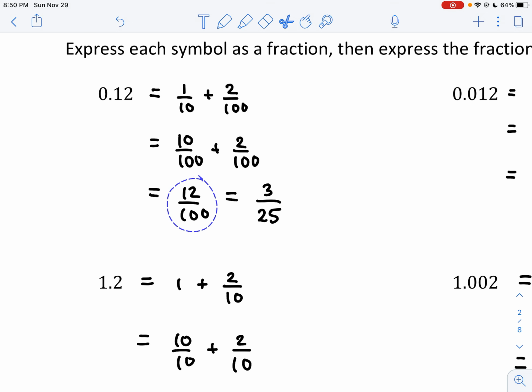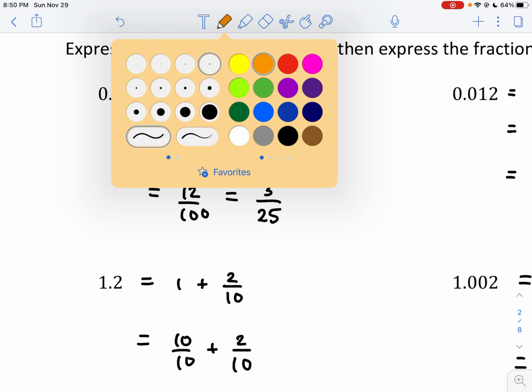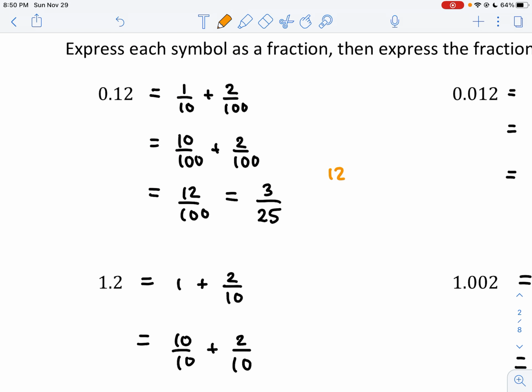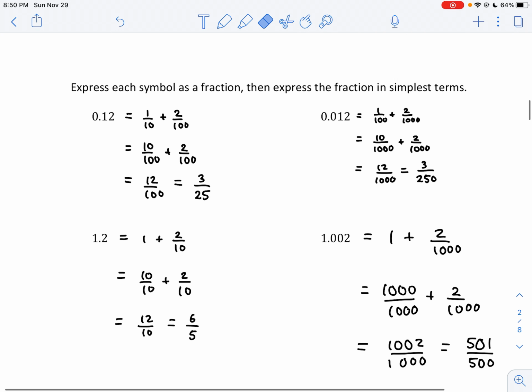Or often there's a shortcut approach. When you have 12 over 100 and you want to put that in decimal form, you start by writing 12 and then you move the decimal to the left twice because there are 2 zeros there. And so you get 0.12.